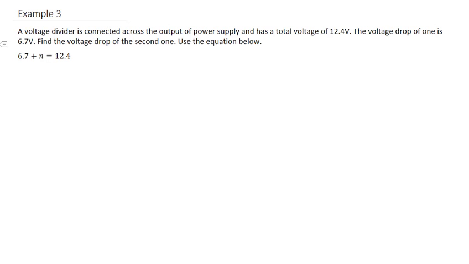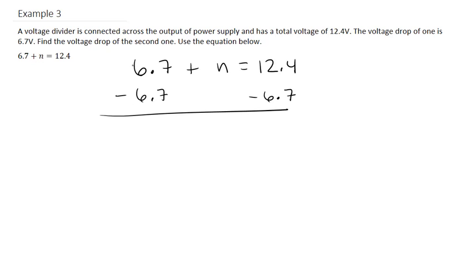Let's do another example. A voltage divider is connected across the output of a power supply and has a total voltage of 12.4 volts. The voltage drop of 1 is 6.7 volts. Find the voltage drop of the second one. We're going to use the equation below. So here we have 6.7 plus n, which is equal to 12.4. So what we need to do is get n by itself. So we're going to subtract 6.7 to both sides, as this is positive, and to do the opposite is to subtract.